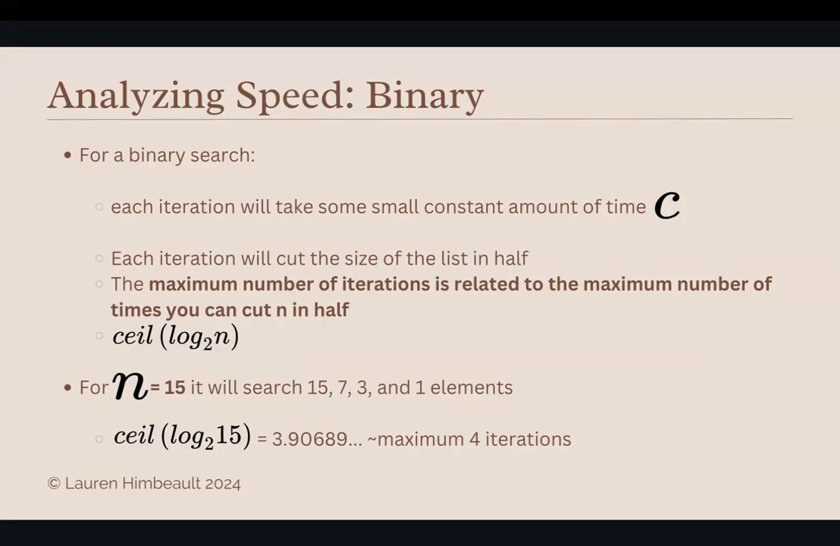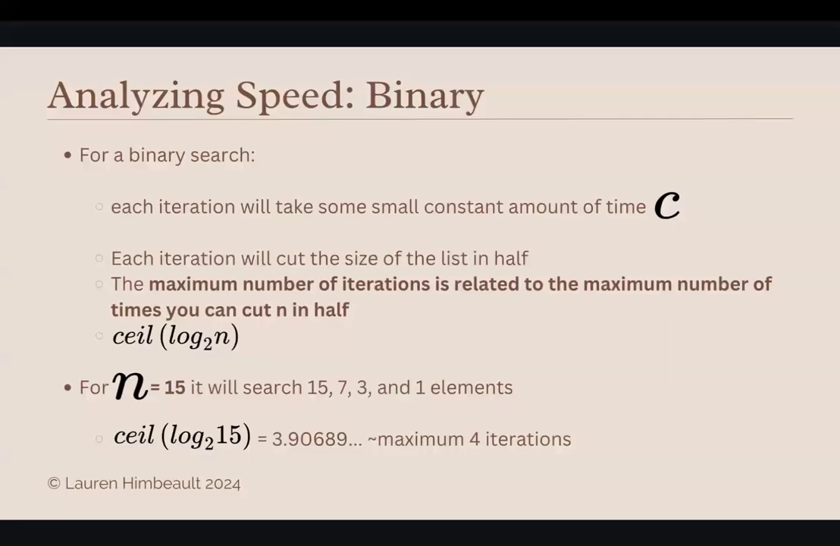So the maximum number of iterations becomes related to the maximum number of times that you can cut n in half. And when you talk about cutting n in half and in half and in half like that, we're ending up with a log base 2 of n algorithm. And typically we take the ceiling of that because we're talking about the maximum number of iterations. So if we end up with something like 3.6 or 3.5 or whatever, we round up and just say 4, because you can't do half of an iteration, and we're talking about the maximum number.